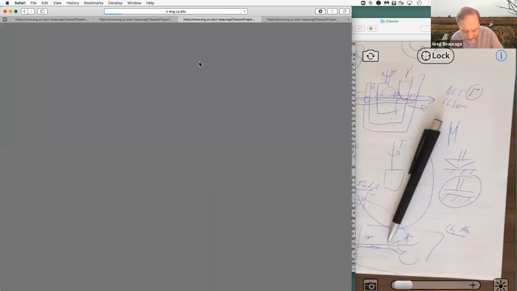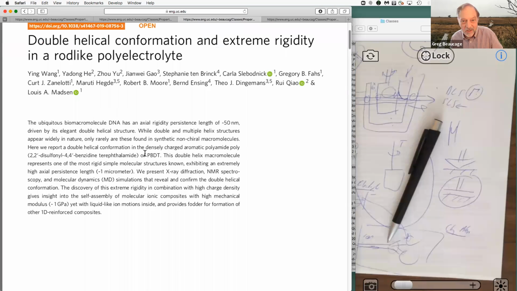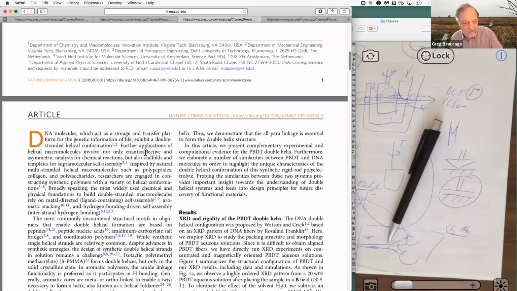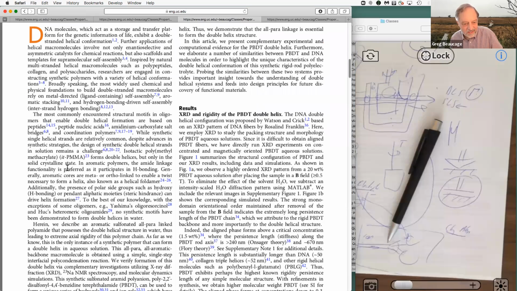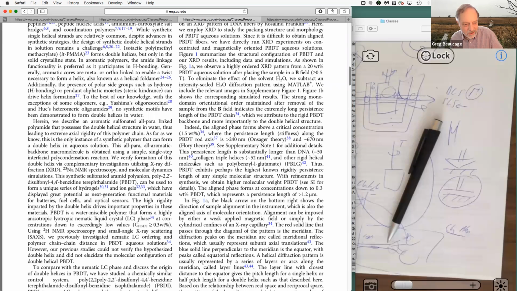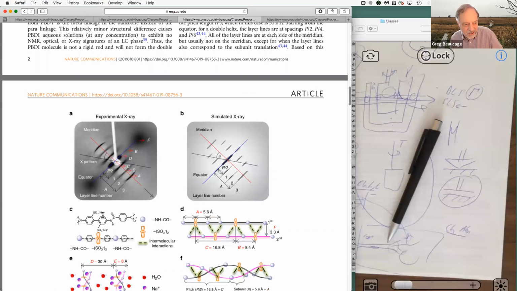So there's a Nature paper on double helix that looked pretty good for the homework. I didn't do that one either because it's really just about X-ray diffraction of a double helix. So it's a polyelectrolyte, and it forms a double helix, just like DNA. So it's interesting. And the diffraction patterns are just like the Nobel Prize, Watson and Crick's Nobel Prize lecture was all diffraction patterns just like this. It's kind of interesting in that sense.